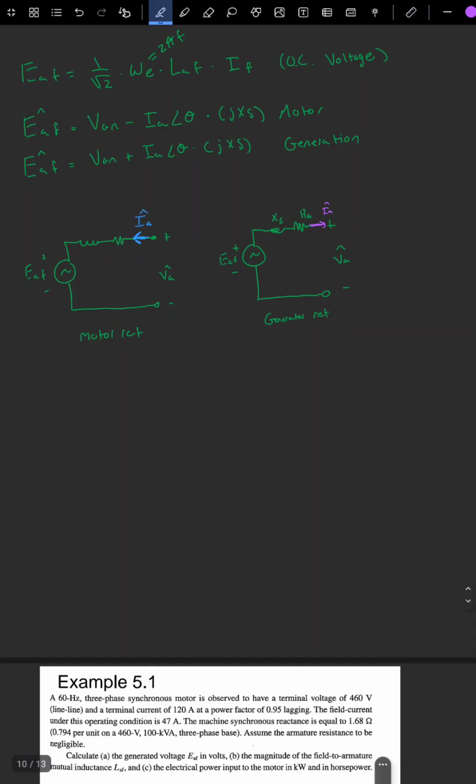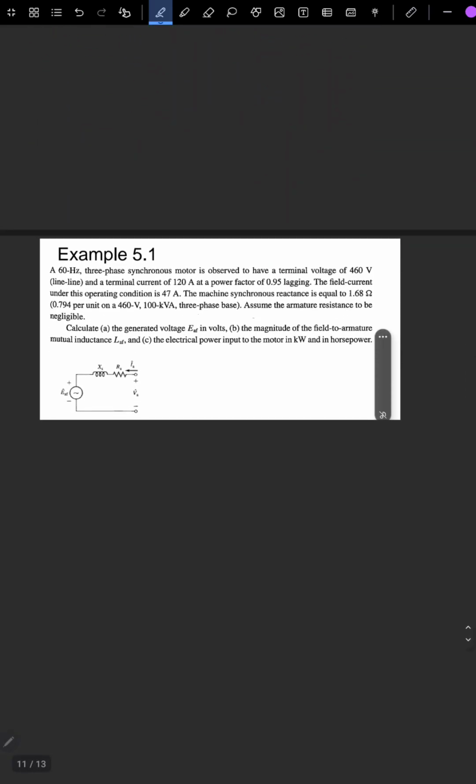Then your two EAFs for your motor and your generator. Basically, you just do KVL. I mean, it's simple stuff. So for the motor, it would be plus VA minus EAF, and then minus IA times whatever is in here, and the complete opposite for the generator. So, enough of me yapping up a storm. Let me actually do a question.